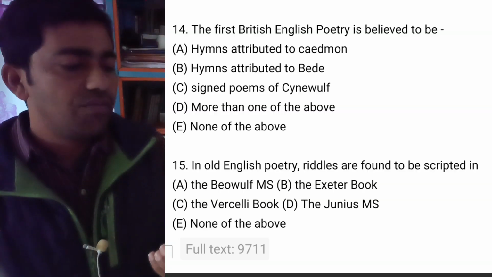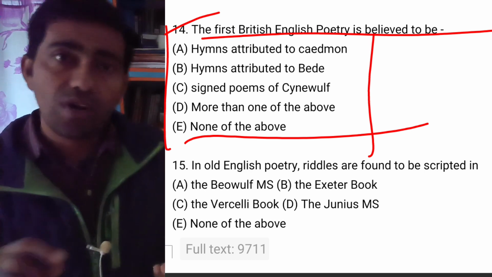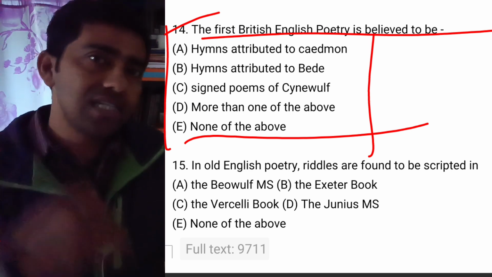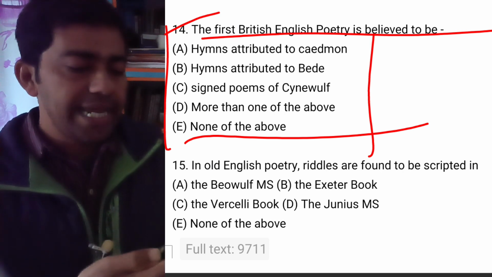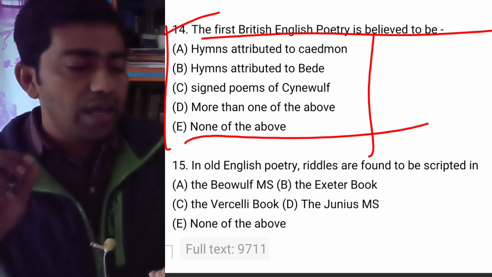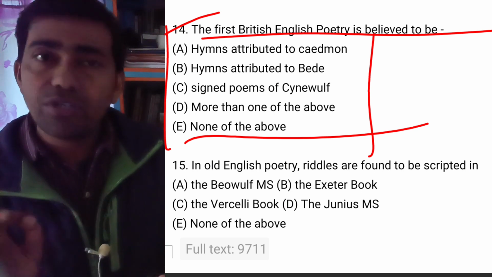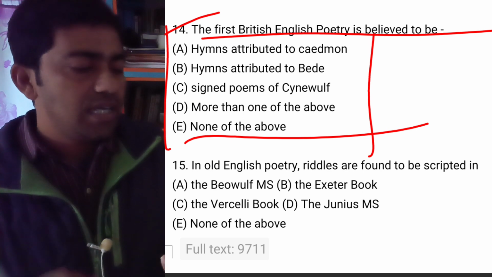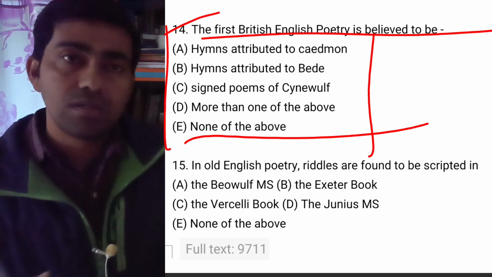Question number 14. The first British English poetry is believed to be, then again we come to the Old English period. The first British English poetry is believed to be A, hymns attributed to Caedmon, hymns attributed to Bede, sign poems of Cynewulf, more than one of the above, none of the above.